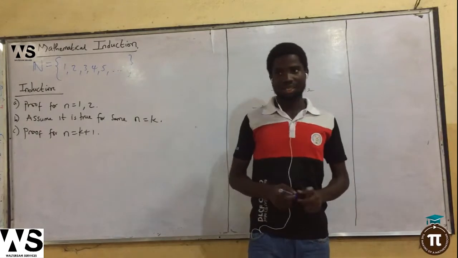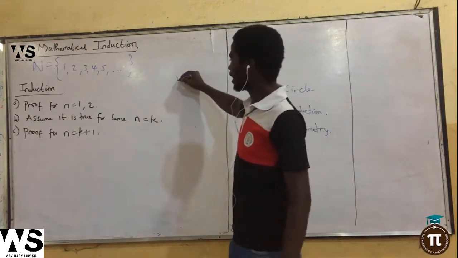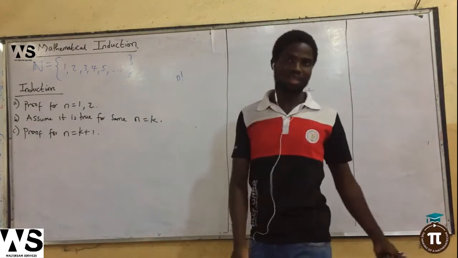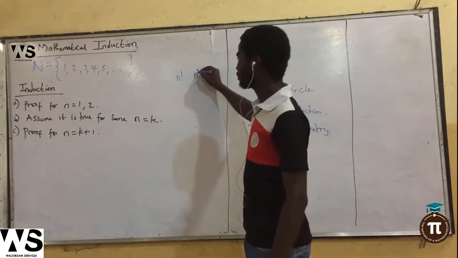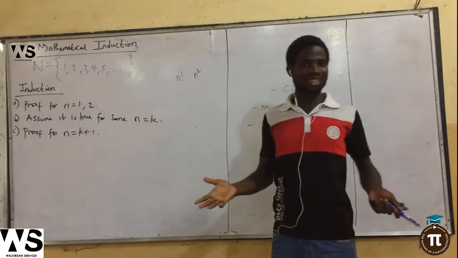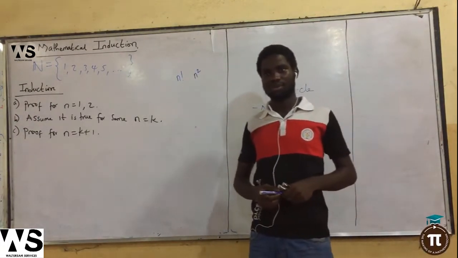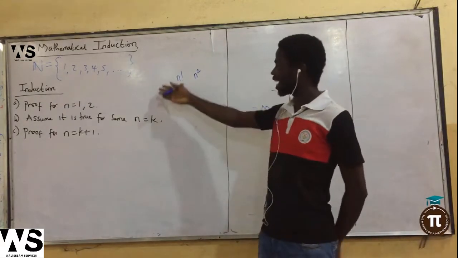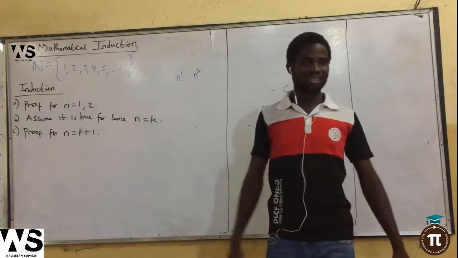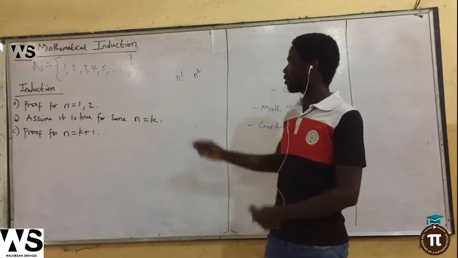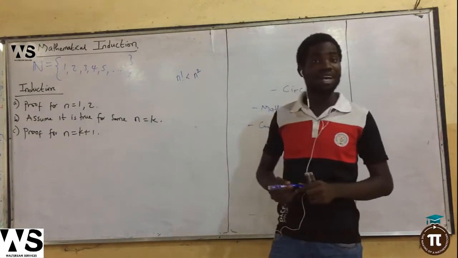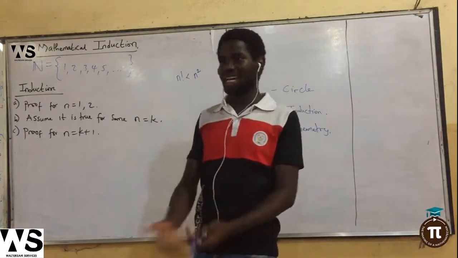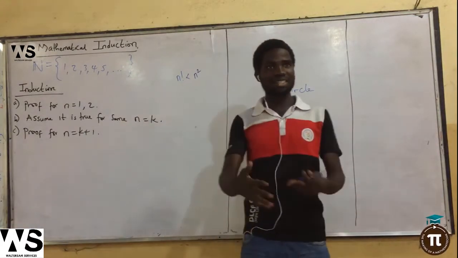Now, for example, look at this, n factorial and n squared. Which one is greater? How do you know? How do you know that n factorial is bigger than n squared? What if I say it's less? Am I correct? You check. That is induction.